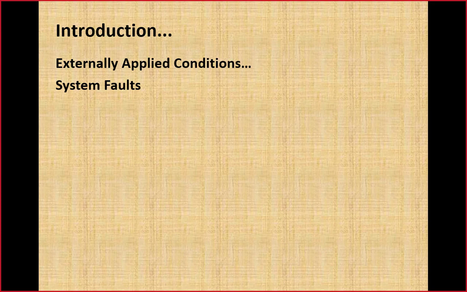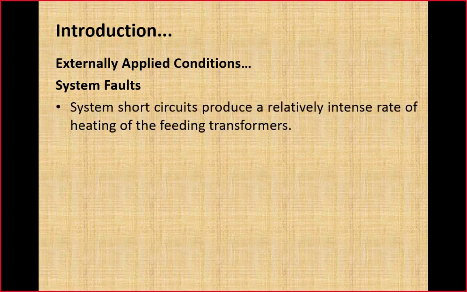Next is system faults. That is again an externally applied condition on the transformer that is dangerous for the transformer. Due to external faults, what happens? Again, the I square R losses within the winding of the transformer will increase. This time the increase in I square R losses is much higher as compared to the overload condition, because the current is much higher as compared to the overload condition, and I square R losses are proportional to the square of the current.